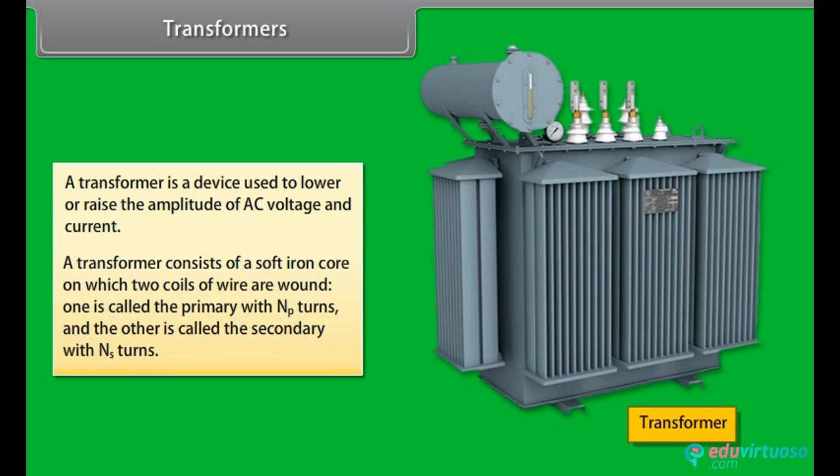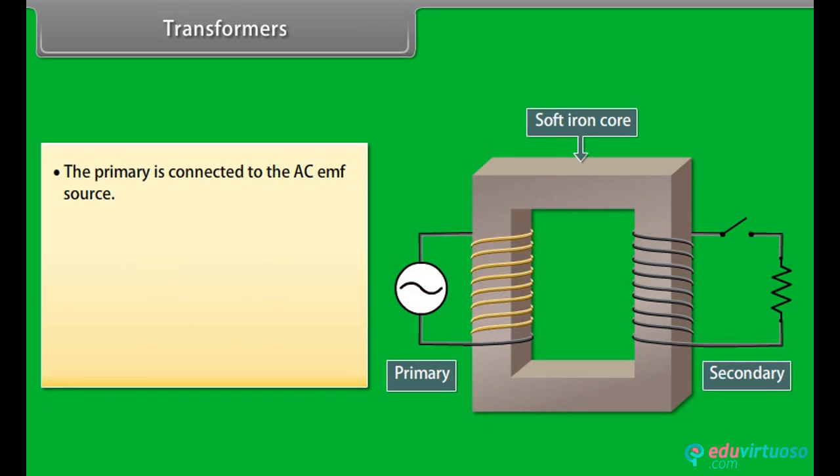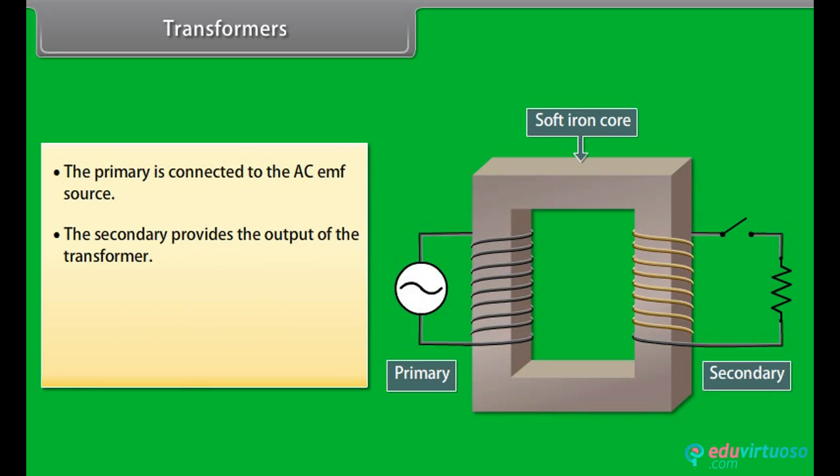A transformer consists of a soft iron core on which two coils of wire are wound. One is called the primary with NP turns and the other is called the secondary with NS turns. The primary is connected to the AC EMF source. The secondary provides the output of the transformer.